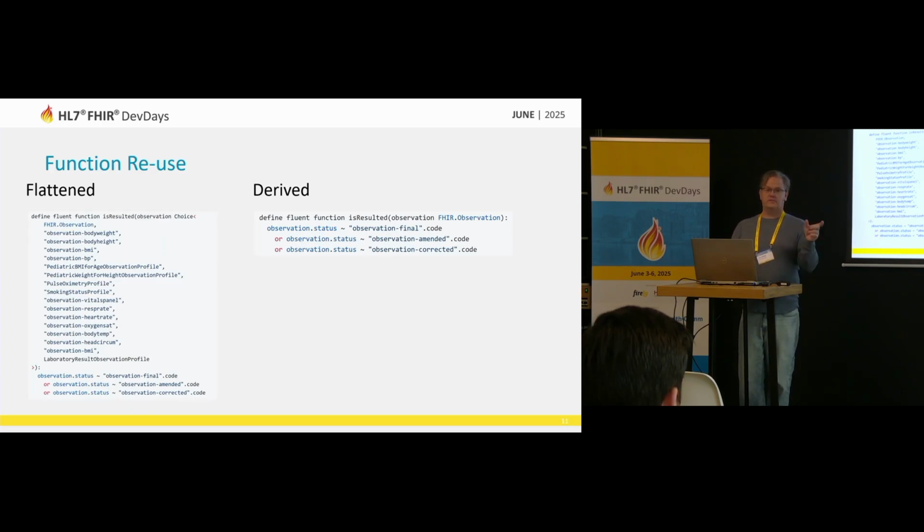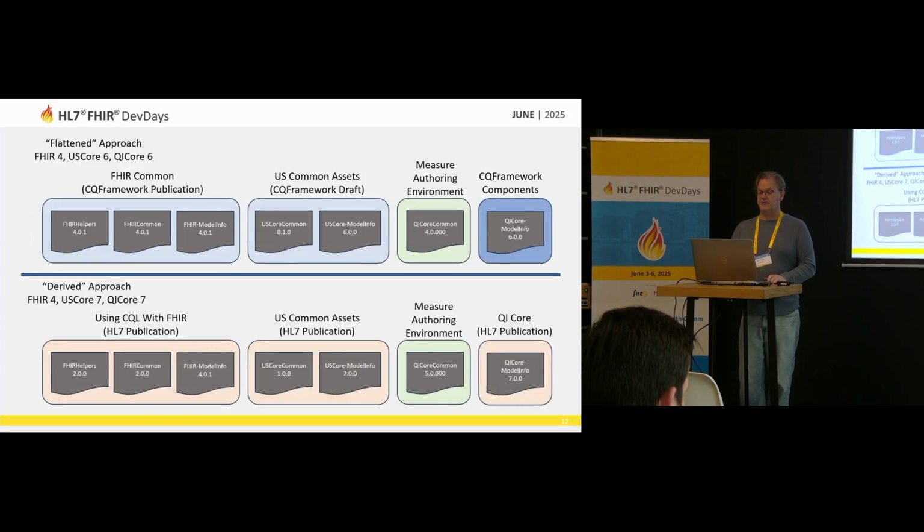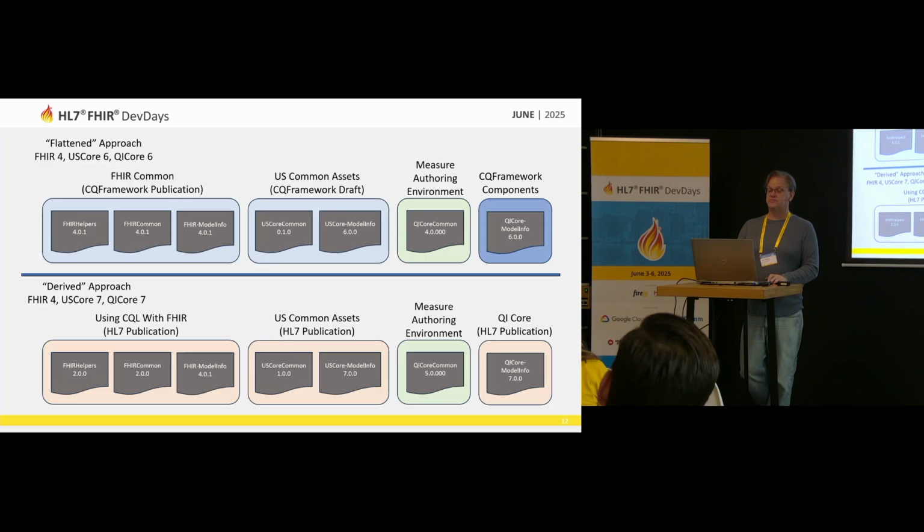And then derived, we get one is resulted function, and we can deal with all the observations in the same way. So there are clear advantages to using this derived approach. And because of that, right now, US Core 6, QI Core 6, FHIR 4, all of the assets that we currently use use flattened model info.